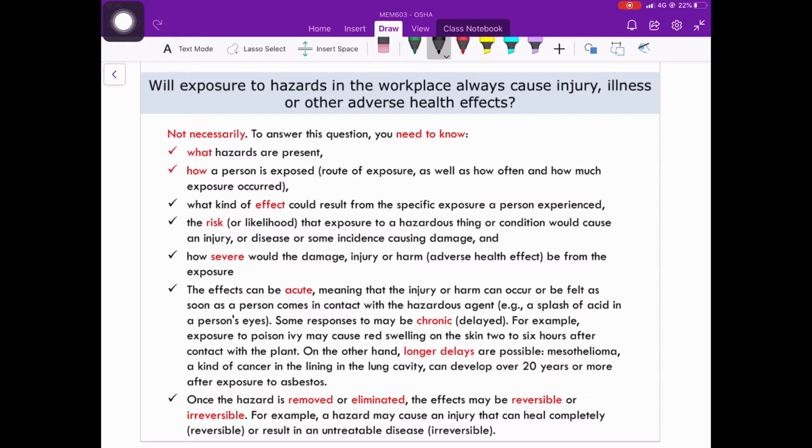Is it acute, such that once exposed, the injury or harm can be felt as soon as it comes in contact, or maybe there will be a certain delay in the effect, which is called chronic, or maybe it can take a longer delay, such as exposure to asbestos leading to mesothelioma, which is a type of lung cancer. And lastly, by eliminating or removing the hazards, the effects can be reversible or irreversible.